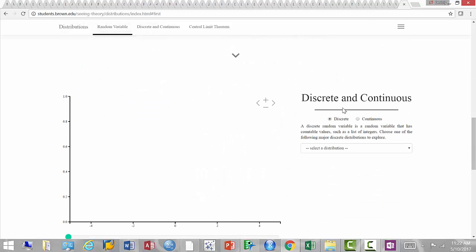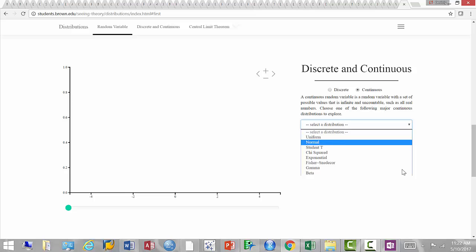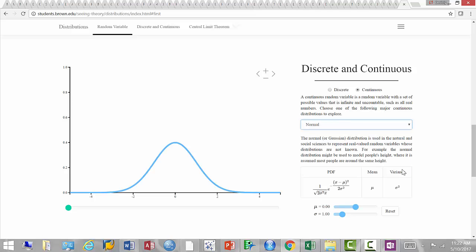So here is the section that talks about discrete and continuous distributions. All right, continuous, right? The normal distribution is continuous. So therefore, I have to pick continuous. And from the list, I'm going to select normal distribution. All right, so we just discussed that the normal distribution takes two numbers, right? One of them is the position of the peak, the mean. Another is sigma, the standard deviation, which tells you how wide the distribution is.